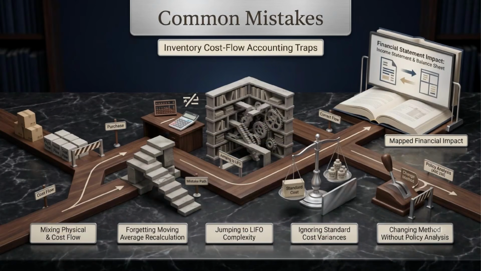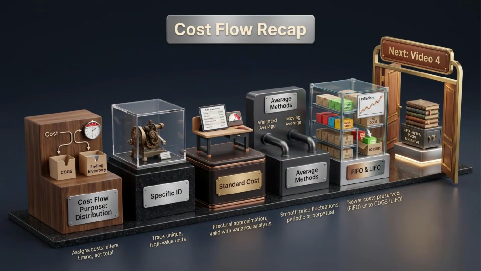Here are the common mistakes to avoid. First, do not assume cost flow must match physical flow. Only specific identification requires that match. Second, do not forget that moving average recalculates after each purchase in a perpetual system. Third, do not jump into advanced LIFO layer and reserve mechanics before mastering basic periodic LIFO. Fourth, do not treat standard cost as actual cost without variance analysis and reconciliation. Fifth, do not change methods casually. A cost flow method is an accounting policy, not a preference you change because this year's gross profit needs a little encouragement.